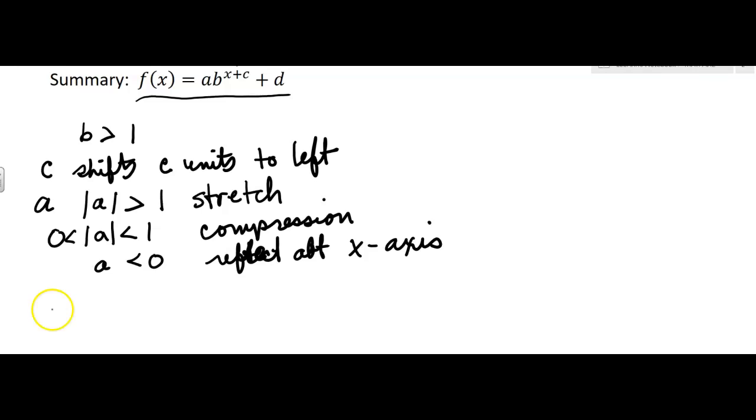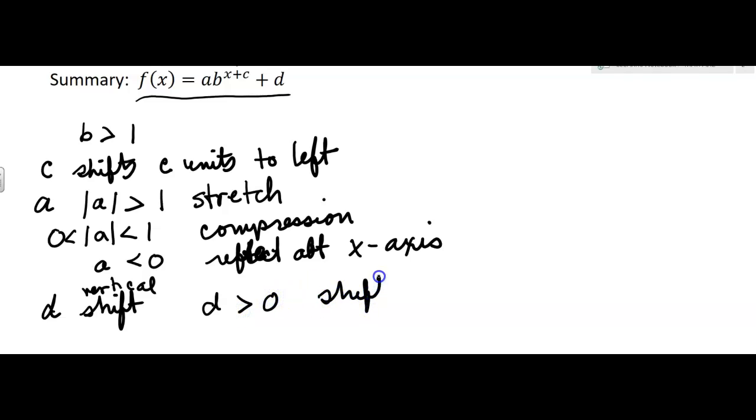And then d. d is going to be a shift. Well, it's going to be a vertical shift. Vertical shift. If d is greater than 0, it's going to shift up. And if d is less than 0, it's going to shift down.